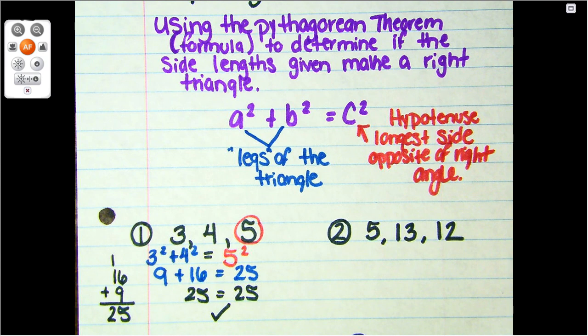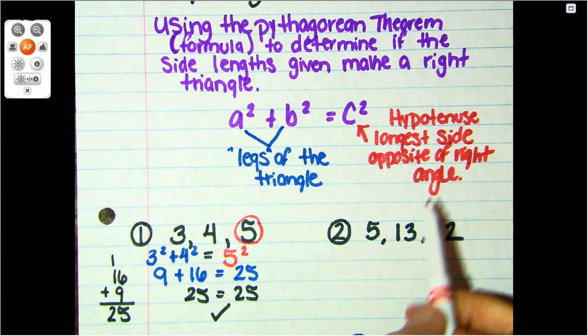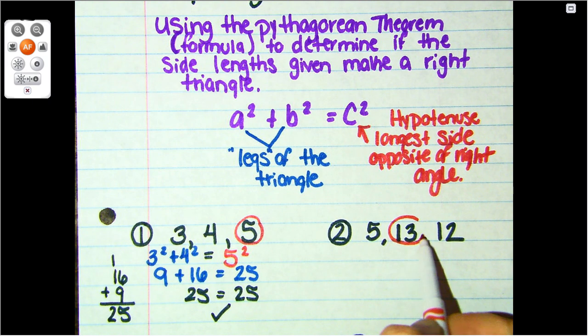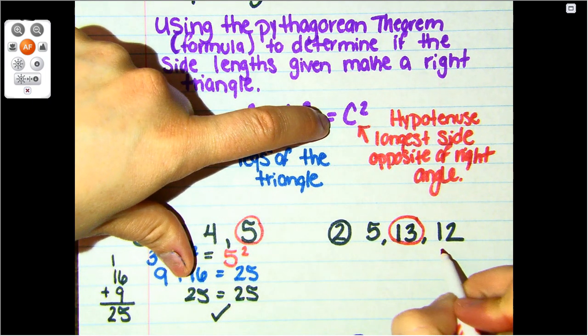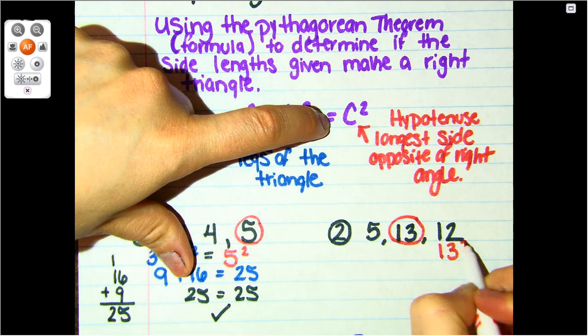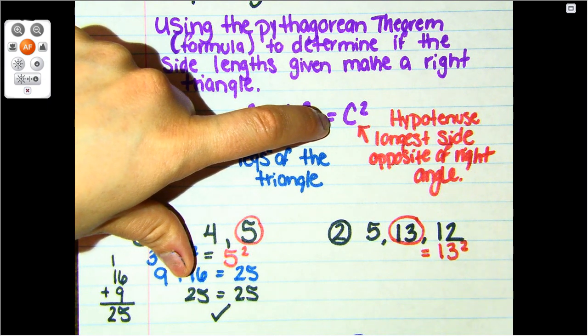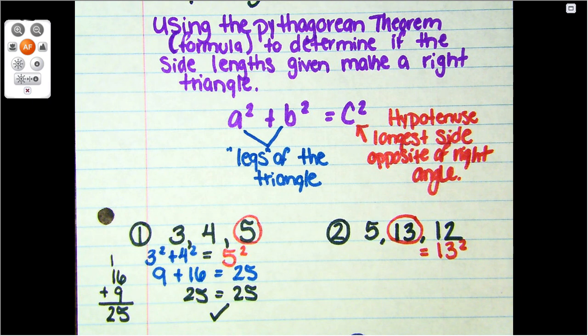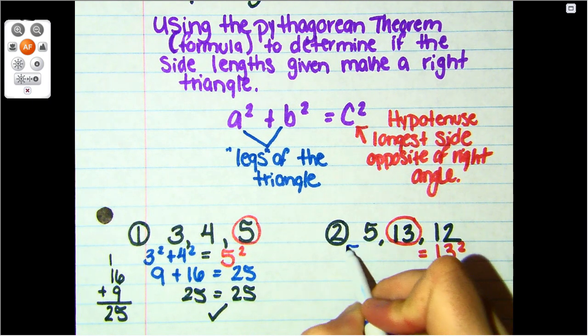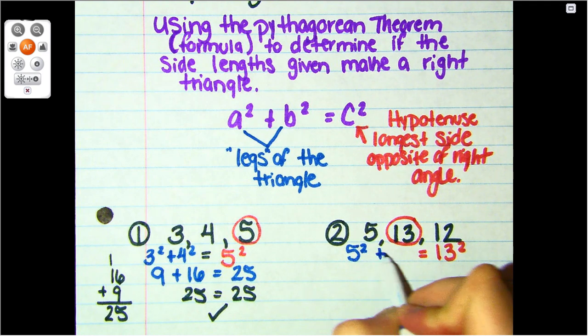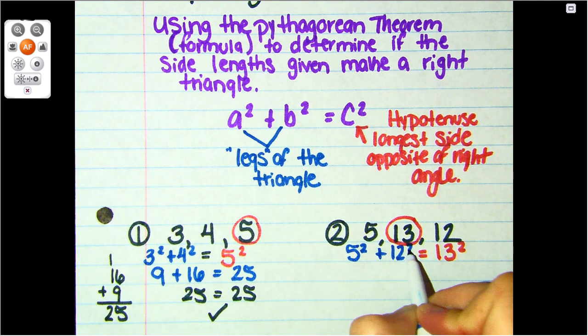Okay, on the next one, be very careful, because sometimes they are not in order. So you need to locate that longest side, and the longest side goes in place of C. So 13 squared is going to hang out in the C spot. And then the legs of my triangle can be either A or B. So I'm just going to call 5 A, so A squared, and let's call 12 B, B squared.